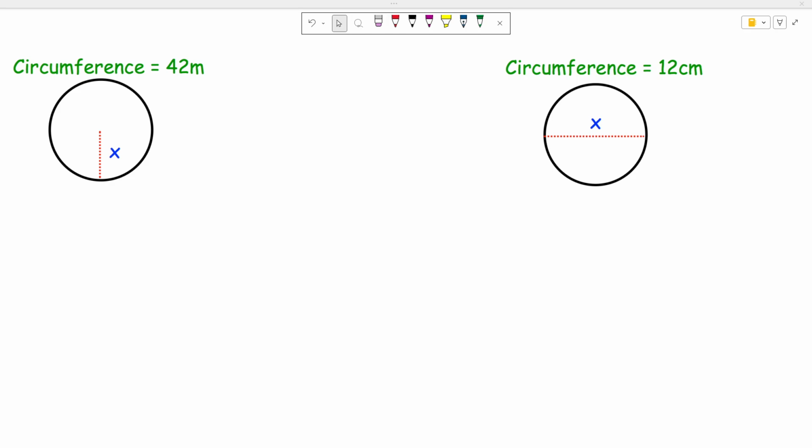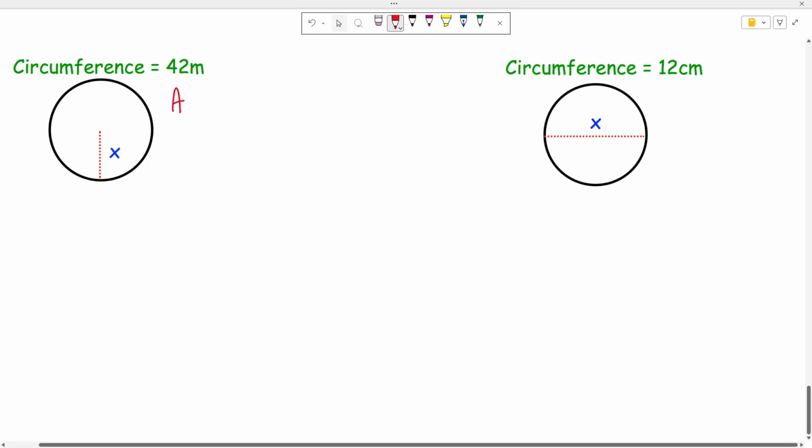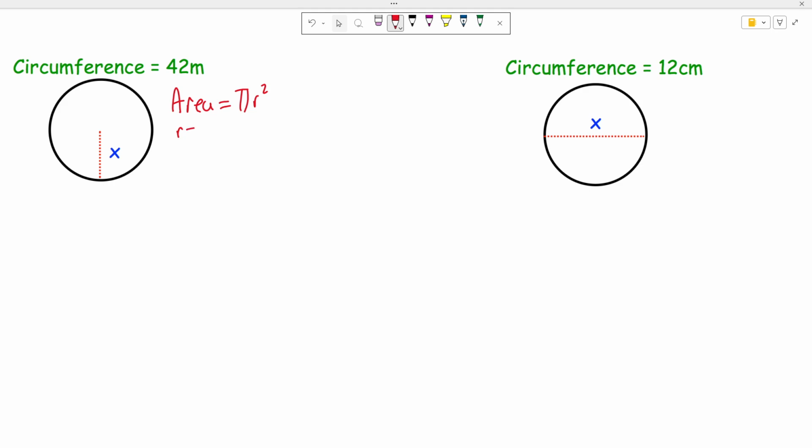Now, first of all, guys, how do we go ahead and find the area of circles? We know the area of a circle is pi r square, where r stands for the radius, right? But in this question, we see that we don't know the r. We don't know the radius, but we are given the circumference. So using the circumference of a circle, we can find the radius, right?